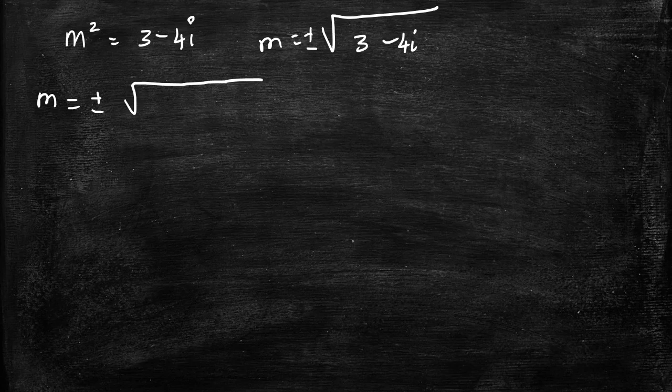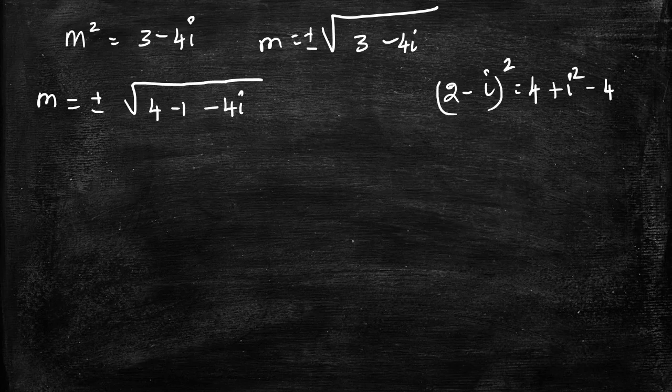Okay, so now I'm going to write this as 4 minus 1. I'm going to write 3 as 4 minus 1. Minus 4i is already here, so I'm just writing this, and now this is equal to (2 minus i) the whole square, which is 4 plus i square minus 4i, that is 2ab, 2 into 2 into i. So my i square will be minus 1, 4 minus 1. Okay, so I can write this as (2 minus i) the whole square.